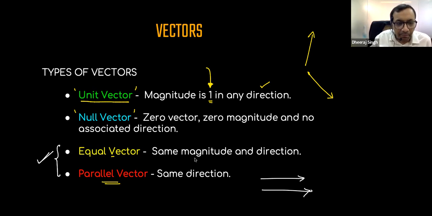Somebody is saying parallel vectors are equal vectors. Is it correct? What do you think? Others, are parallel vectors equal vectors? They need not be, right? They can be of different lengths. They are equal only if they are of the same magnitude. Correct. Good. So if two vectors have the same magnitude and the same direction, that means they are parallel to each other, then only they are equal.